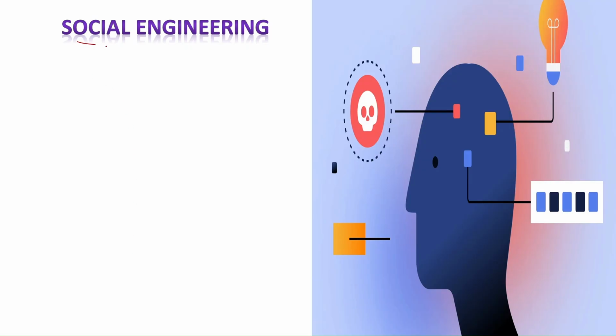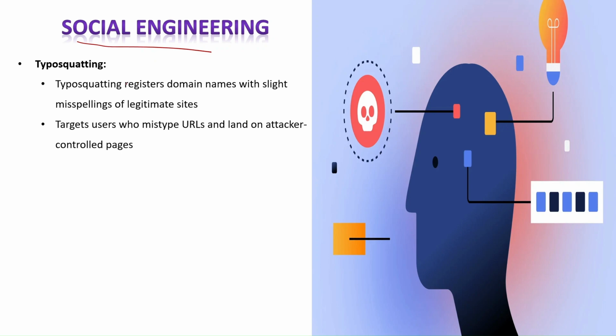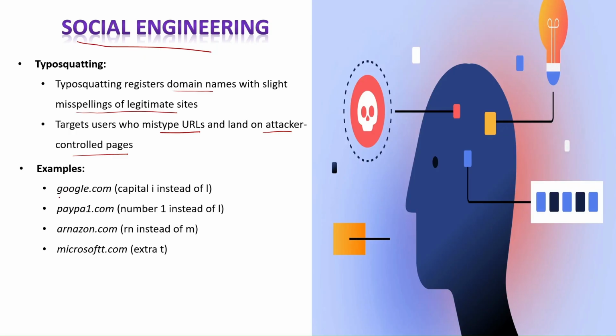Next is the social engineering. So in social engineering, we have typo squatting. Typo squatting is registering domain names with slight misspellings of legitimate sites. This targets users who mistype URLs and land on attacker-controlled pages. For example, we have the popular google.com domain, and the attacker may register it with a capital I instead of L. So they look similar.